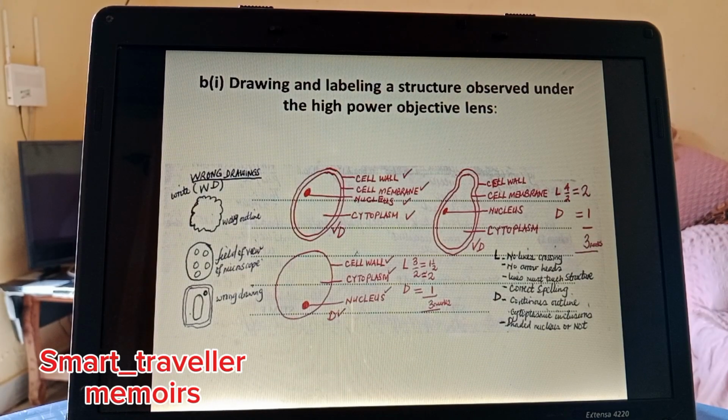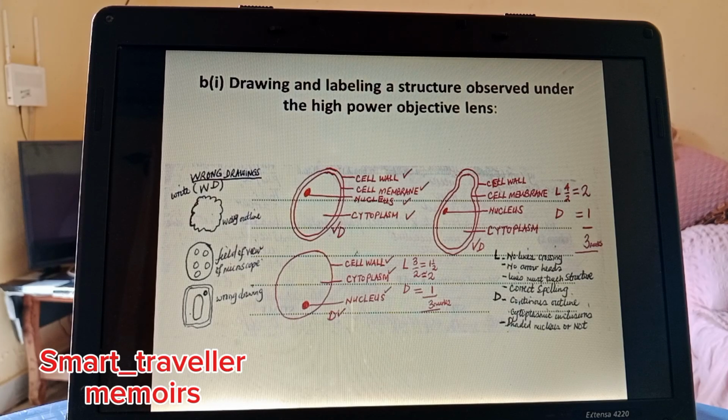B of question 1, drawing and labeling a structure observed under the high power objective lens. So that is your drawing there. There are wrong drawings on your left there. Wrong drawing is the way you write. Wavy outline, don't allow that. Field of view of microscope, don't allow that. Wrong drawing, all right.